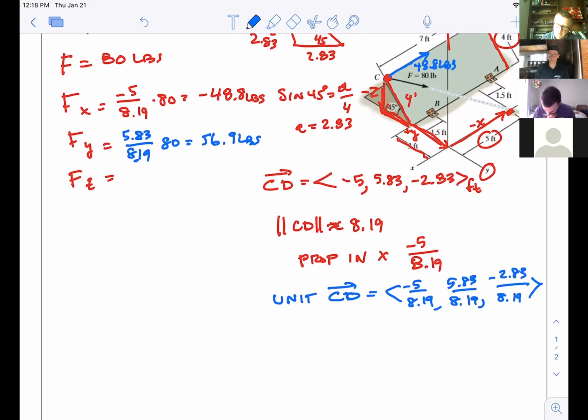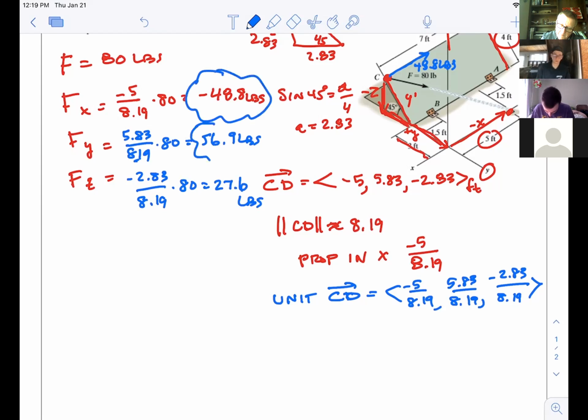And lastly, the force in the Z direction is negative 2.83 times 80. I got 27.6, and I'm not rounding well. This is not good. If I call 27.64 27.6, then I'm going to probably get the final answer, according to the back of the book, a little wrong. So I'm just being lazy. See how much work that was? Like last problem was just given to us. Wow. We had to figure it out ourselves this time. Nasty.